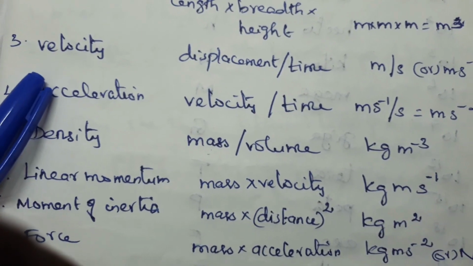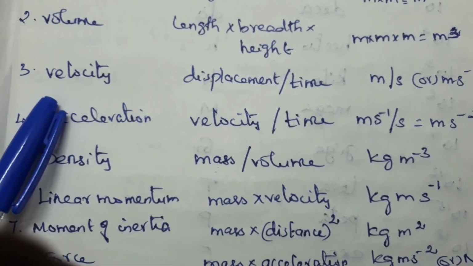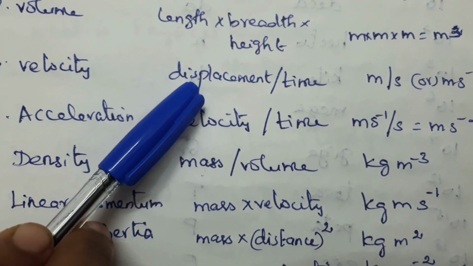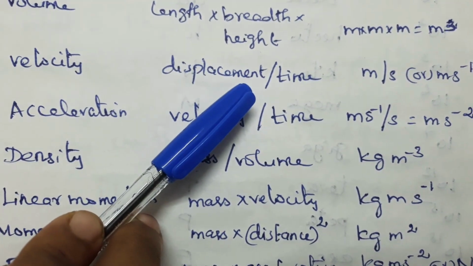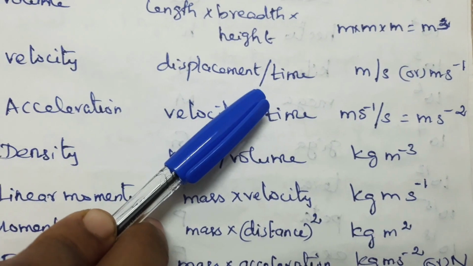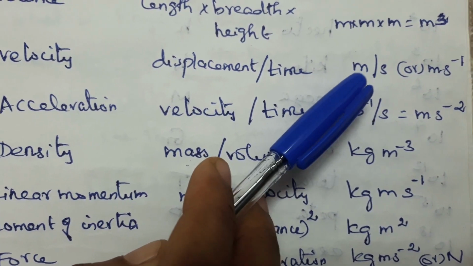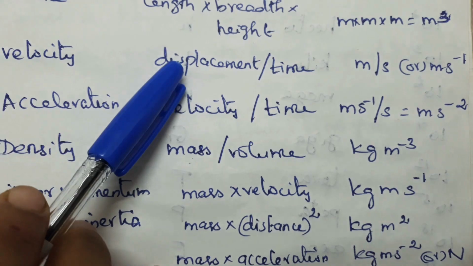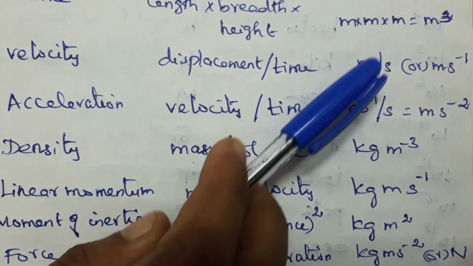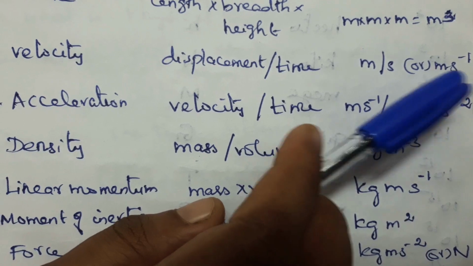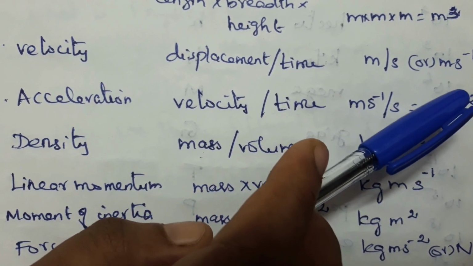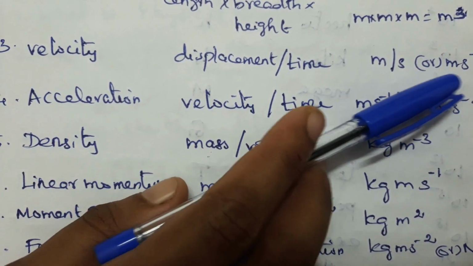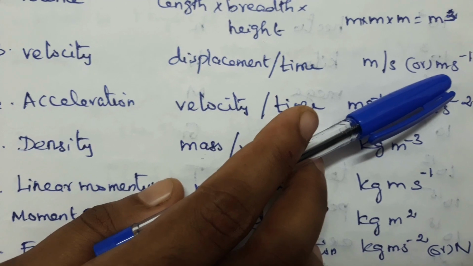Next, velocity. What do you mean by velocity? Rate of change of displacement. That is displacement divided by time. What is the unit of displacement? Meter. What is the unit of time? Second. So displacement by time, so meter by second, or we can write meter second raised to minus 1. Okay, this is velocity unit. What is the unit of velocity? Meter second raised to minus 1.